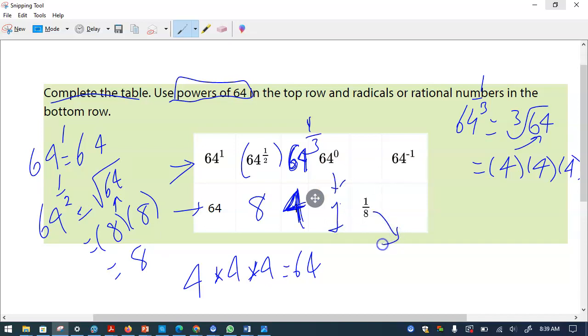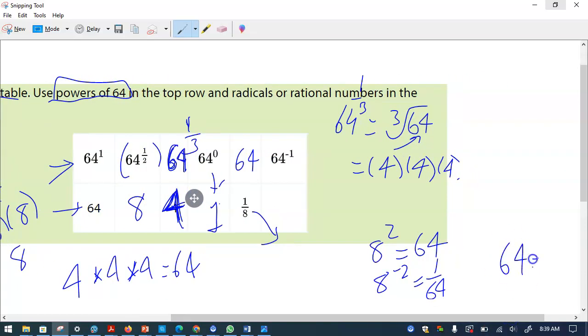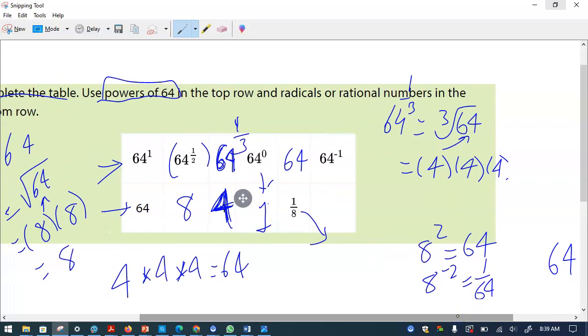Now here there's 1 over 8. Somehow you have to write 64 raised to... You know 8 squared is 64, right? But 8 raised to minus 2 is 1 over 64. In other words, 1 over 8 raised to minus 2 is the same as writing 64. So here, this will have to be written as not just half, but I'll have to write it differently.